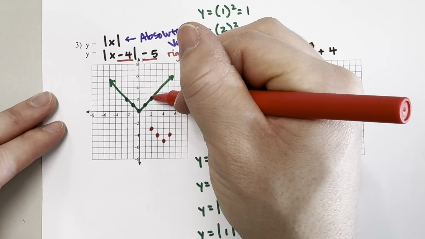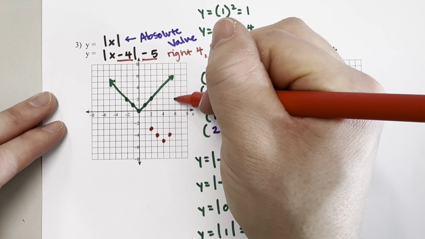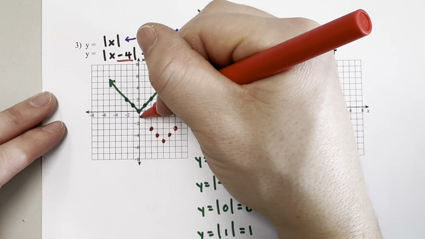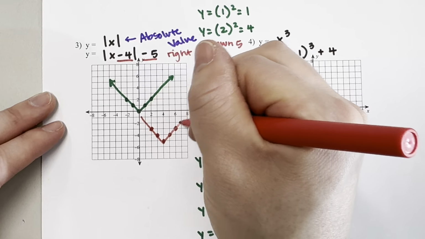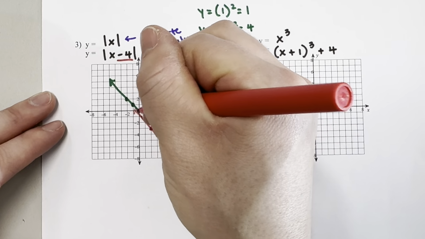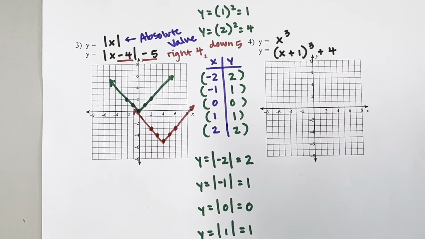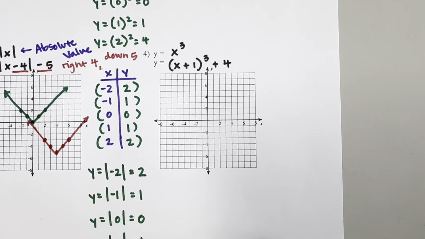Notice it's making the same shape, right? Right 4, down 5. Same exact shape. It's just been moved to the right 4 and down 5. Awesome. Okay, let's look at number 4.